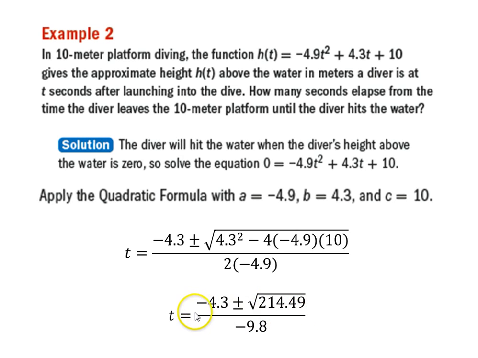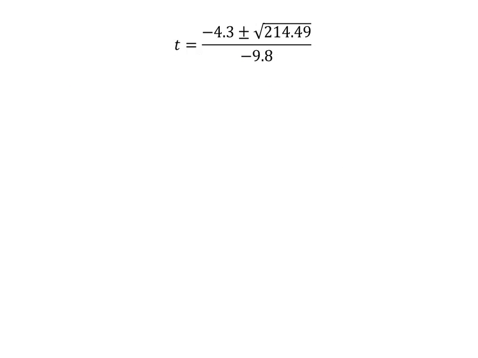So now we have t, called t because that's what's in our equation, is equal to negative 4.3 plus or minus the square root of 214.49 divided by negative 9.8. The next thing we need to do here is find out what the square root of 214.49 is. Do you know what the square root of 214.49 is? I don't either. I have no idea what it is. So I'm going to take out a calculator and find out what the square root of 214.49 is. When I do that, we find that it's 14.65.